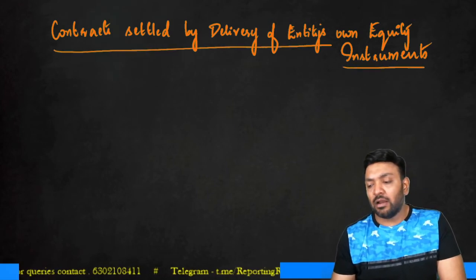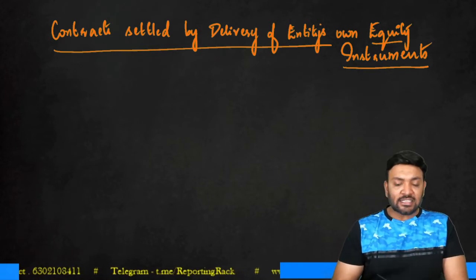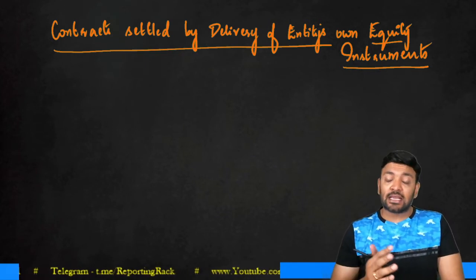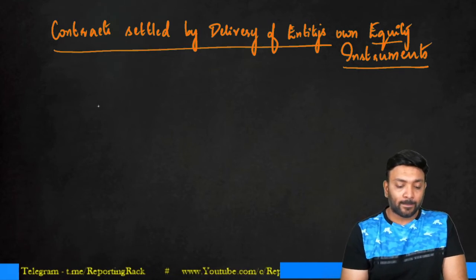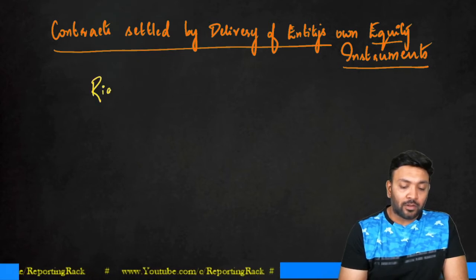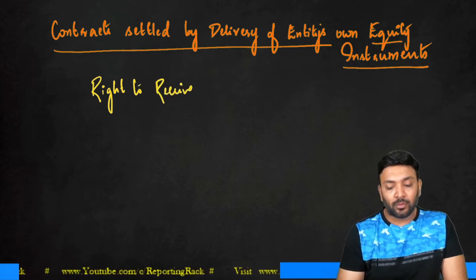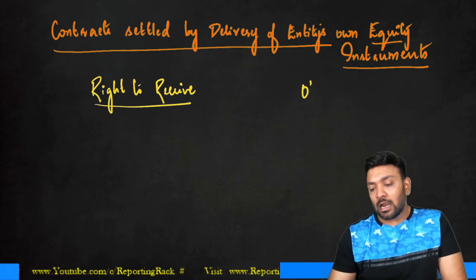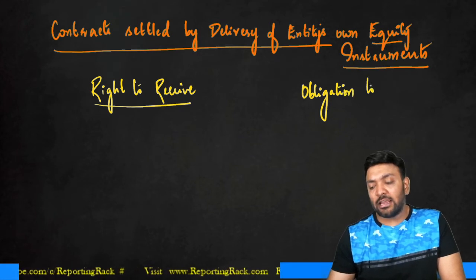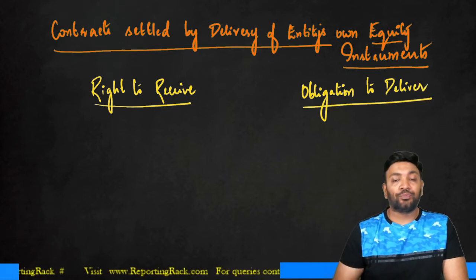Contracts which are settled by delivery of entity's own equity instrument. Now let's say the contract has two aspects. One is a receiving aspect and the other one is a giving aspect, right? A right to receive, and an obligation to deliver. What are you delivering here? Under this contract, I am only delivering entity's own equity instrument.